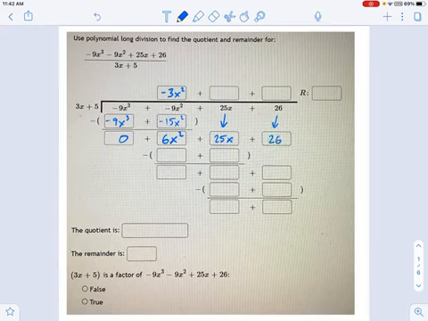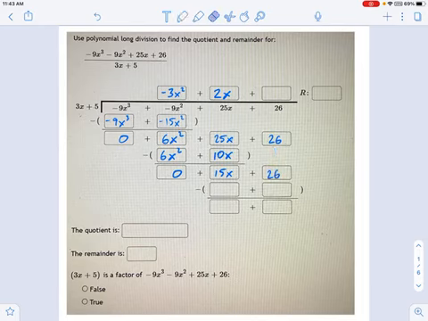Now we're going to divide this new bottom row by 3x plus 5. So dividing 6x squared by 3x, you get 2x. Now you multiply this 2x times that divisor, and we get 6x squared plus 10x. Okay, so now we're going to subtract the new bottom row from the one above it. You get 0, 15x, and now we bring 26 down right here.